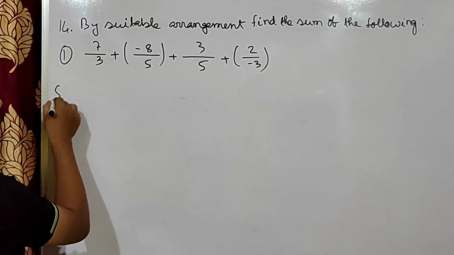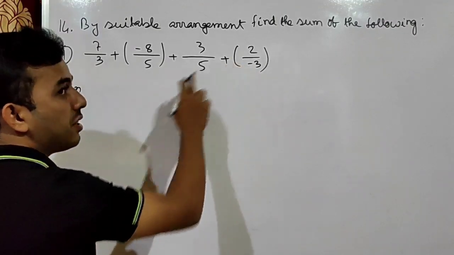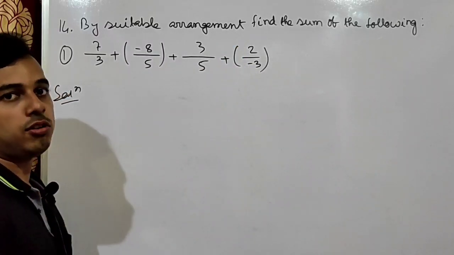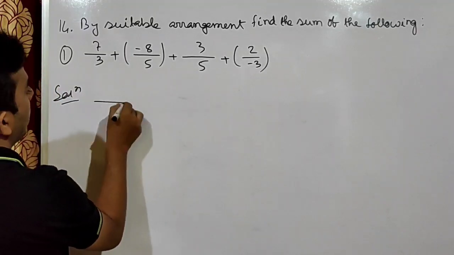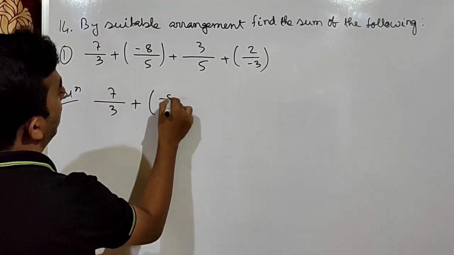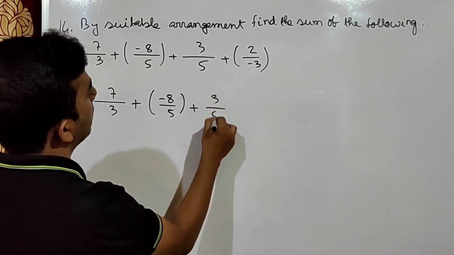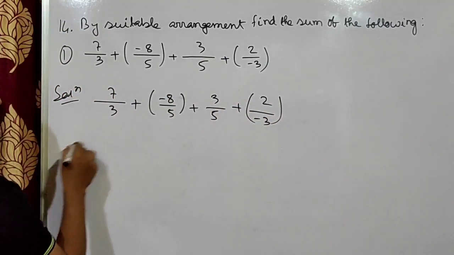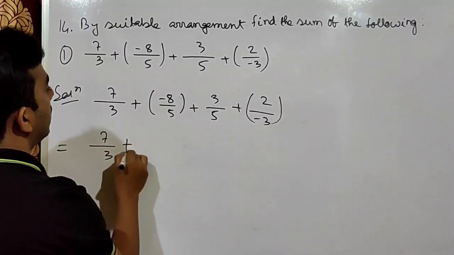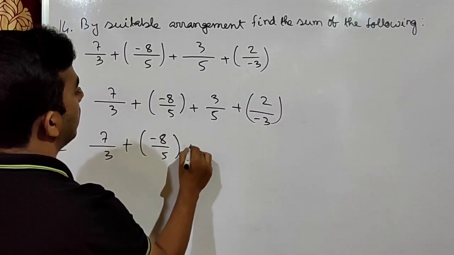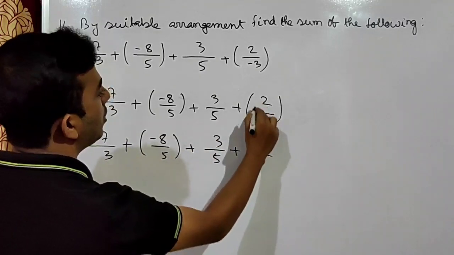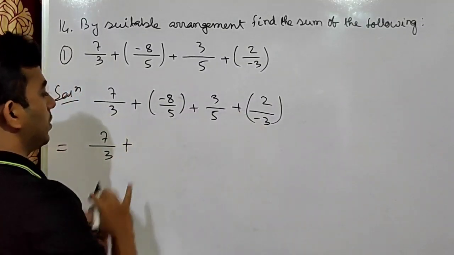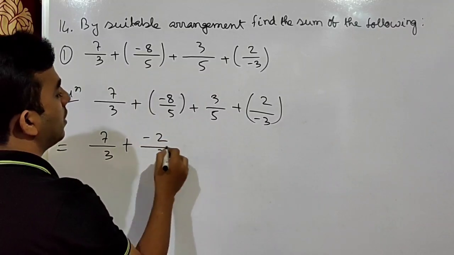Clear? So let's start. Now before that, look, this is minus 3, we have to make it positive 3, so it will be minus 2 by 3. If we take minus common, it will be minus 2 by 3. So now let's start. 7 by 3 plus minus 8 by 5 plus 3 by 5 plus 2 by minus 3. After this, we have written the above equation. So it will be 7 by 3 plus minus 8 by 5 plus 3 by 5 plus what will it be? Here we will bring this one. So it will be minus 2 by 3. Clear?